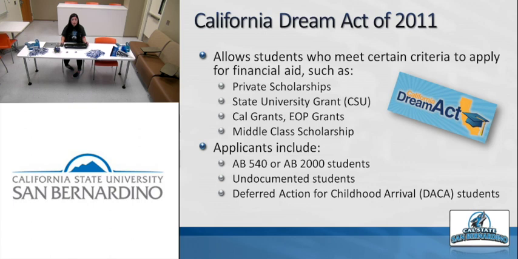And then the California DREAM Act allows students who meet certain criteria to apply for financial aid, such as private scholarships, state university grants, Cal Grants, EOP grants, middle class scholarship. The applicants must be an AB 540 or AB 2000 student. This is generally for undocumented students who fall under the Deferred Action for Childhood Arrivals. So DACA students would be primarily students who would apply for the California DREAM Act.